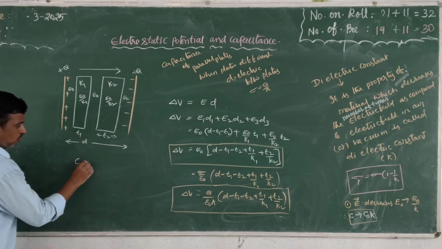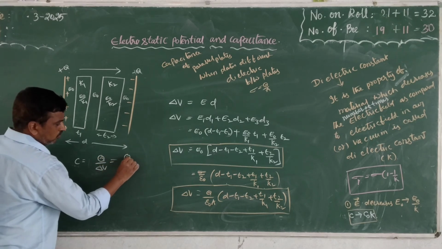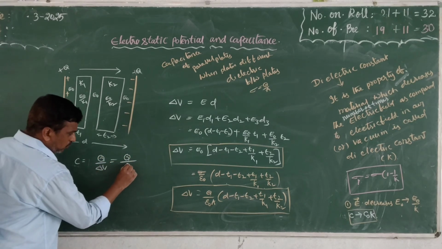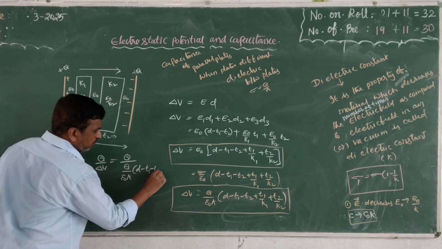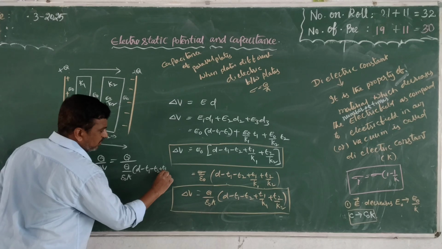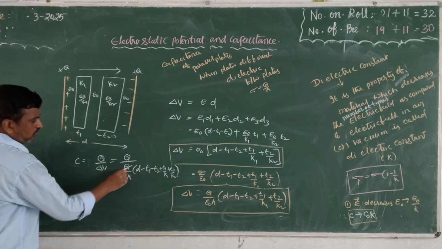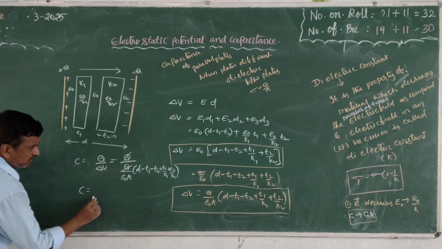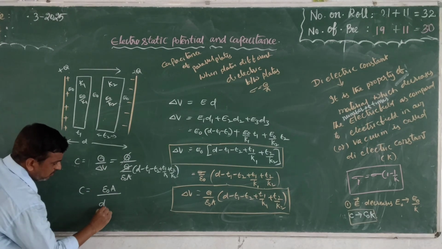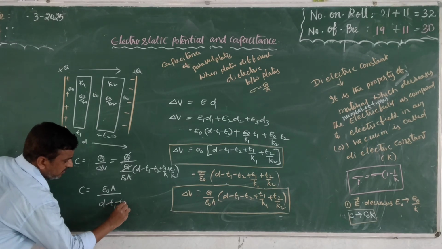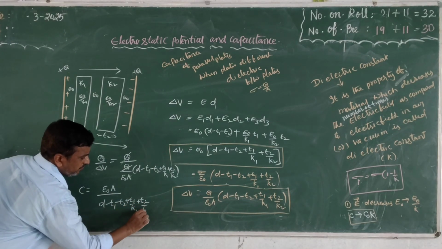So capacitance equal to Q by delta V. Q is the same. Delta V is Q by epsilon naught A into D minus T1 minus T2 plus T1 by K1 plus T2 by K2. So Q cancels. What do we get for the capacitance? Epsilon naught A, which changes to the numerator, by D minus T1 minus T2 plus T1 by K1 plus T2 by K2.